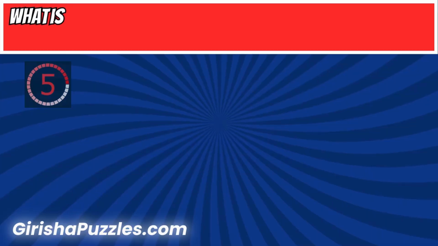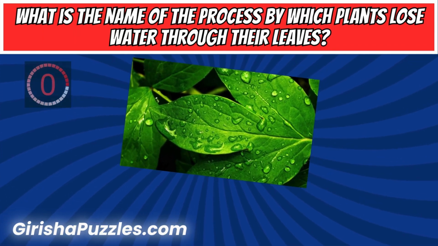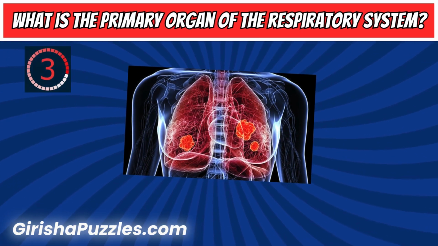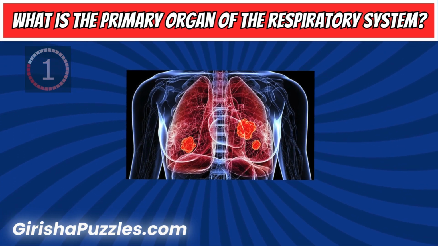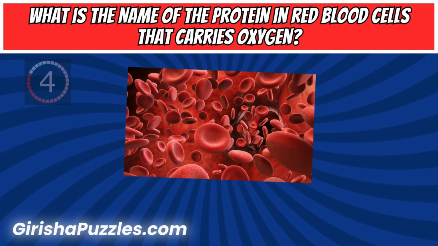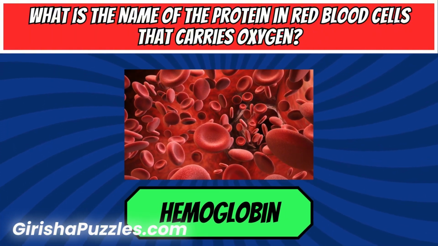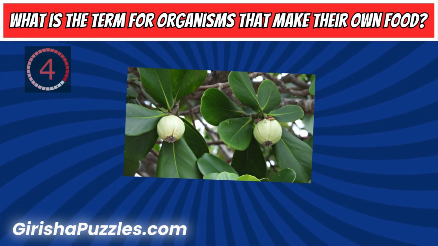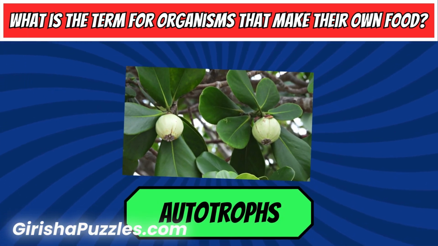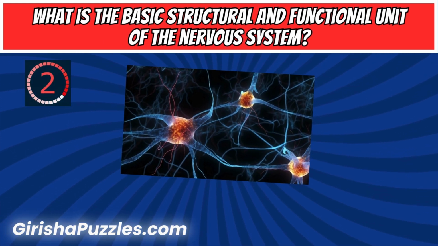Microbiology. What is the name of the process by which plants lose water through their leaves? Transpiration. What is the primary organ of the respiratory system? The lungs. What is the name of the protein in red blood cells that carries oxygen? Hemoglobin. What is the term for organisms that make their own food? Autotrophs. What is the basic structural and functional unit of the nervous system?